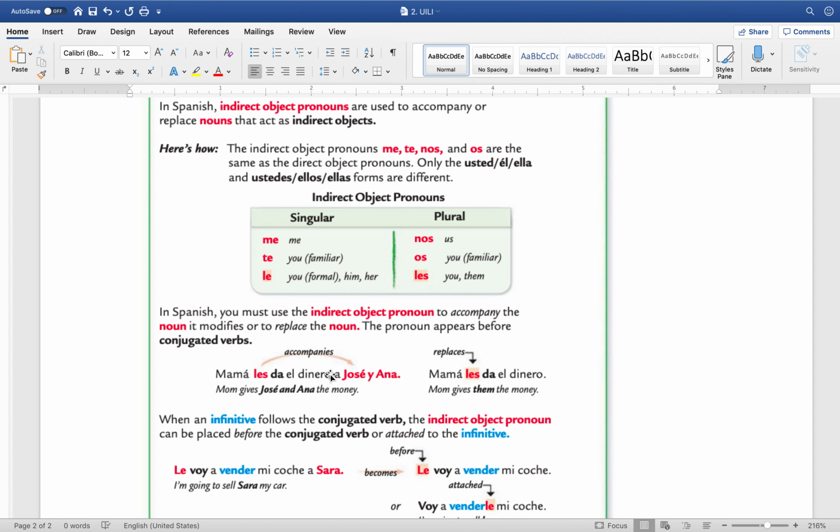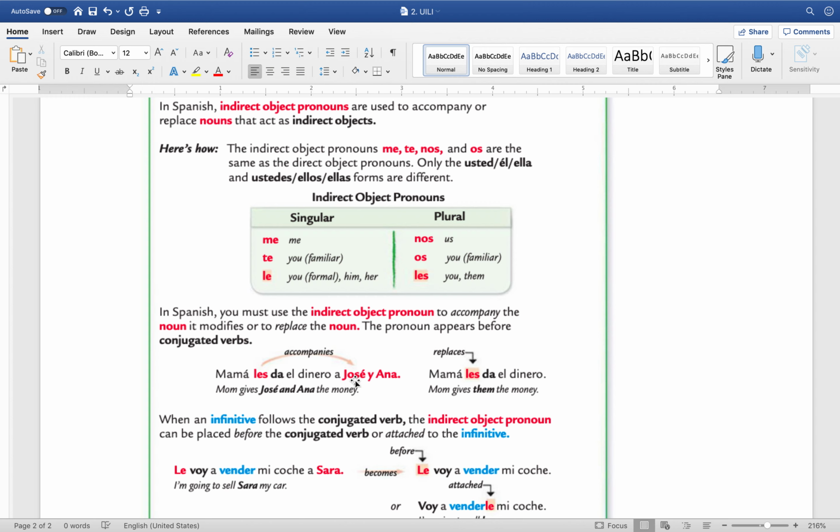Okay, so my mother is doing something for those two people right here. She's giving something to those two people right here. All right? So those two people are them. So what is the pronoun you're going to use for them? For the indirect object pronoun, that will be les. And remember, you place that pronoun in front of the verb. So that will be: Mamá les da el dinero a José y a Ana.